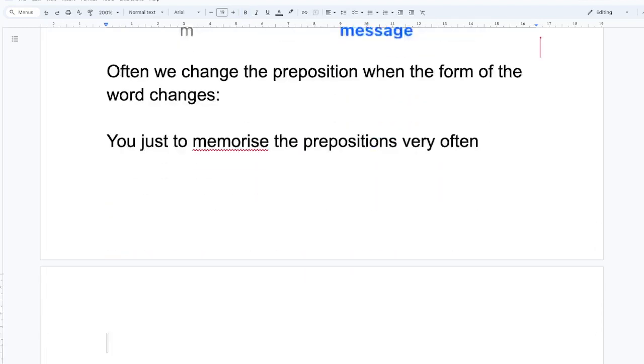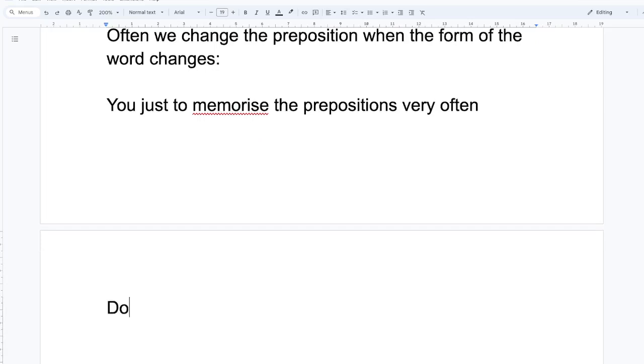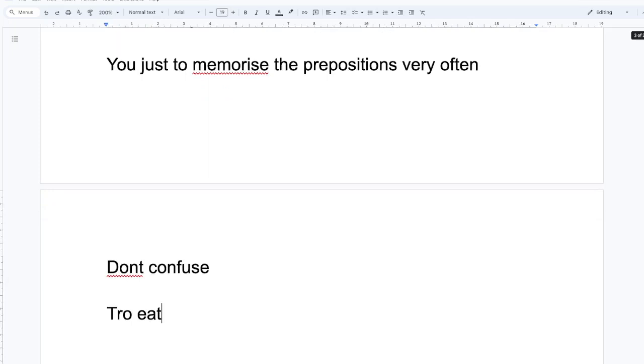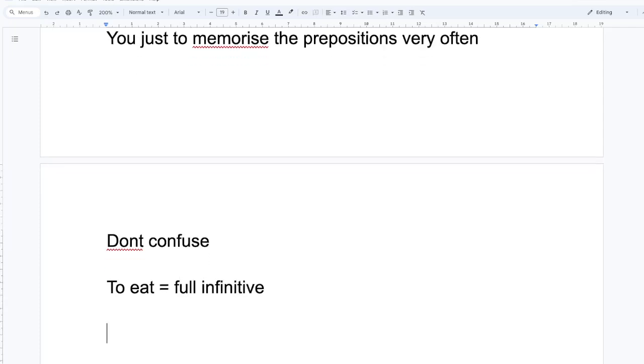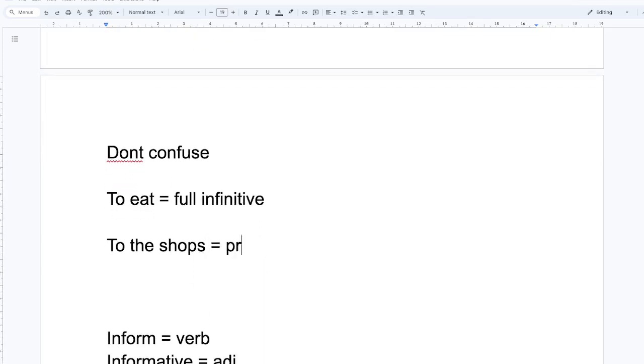Okay, but just don't confuse, though, Rika, don't confuse to eat, which is the full infinitive, with something like to the shops, right? This is just preposition plus noun. Full infinitive just means you have this to. The meaning is not like a preposition.